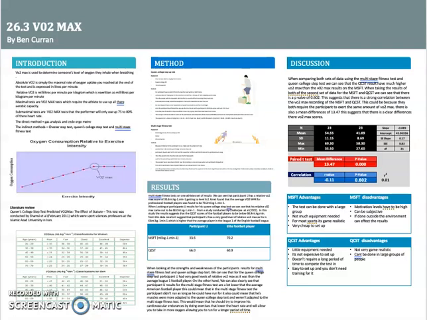Submaximal tests are VO2 max tests in which the performer will only use up to 75 to 80% of their maximum heart rate.